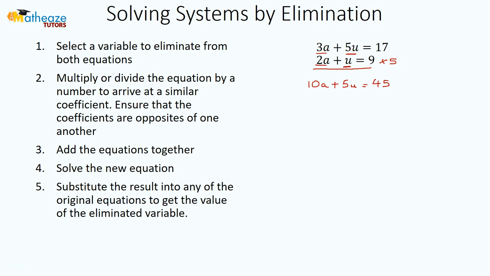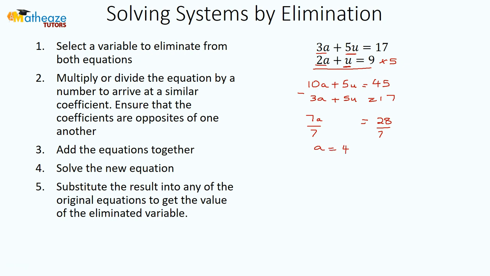So now our equation becomes 10a plus 5u equal to 45. We also have 3a plus 5u equal to 17. So we have 5u and 5u here, so we can subtract the equations. So 10a minus 3a, that's going to give us 7a. 5u minus 5u is 0. 45 minus 17 is 28. So we divide by 7, divide by 7, a equal to 4.